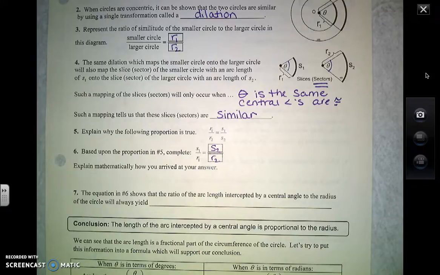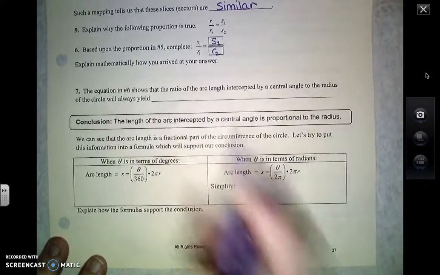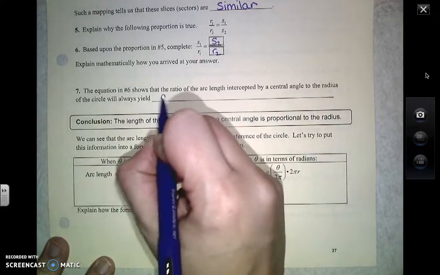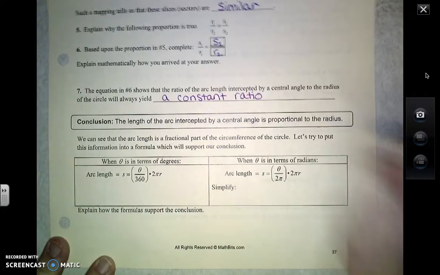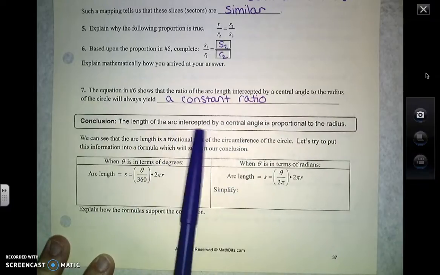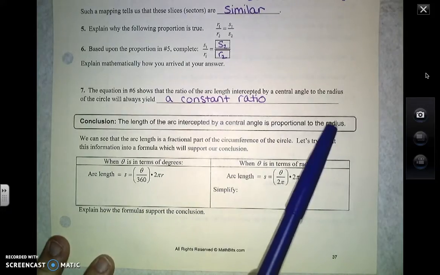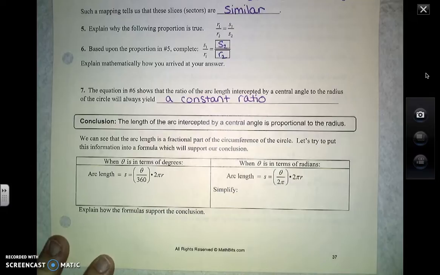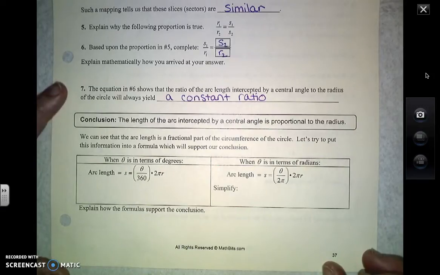So if we take a quick look at number 7, we simply are looking at the ratio of the arc length intercepted by a central angle to the radius of the circle, which will always yield a constant ratio. That part is important to understand when we take a look at our conclusion, that the length of the arc intercepted by a central angle is proportional to the radius. We called them R and S in the example above. What this allows us to do is to find the length of that arc given certain information.